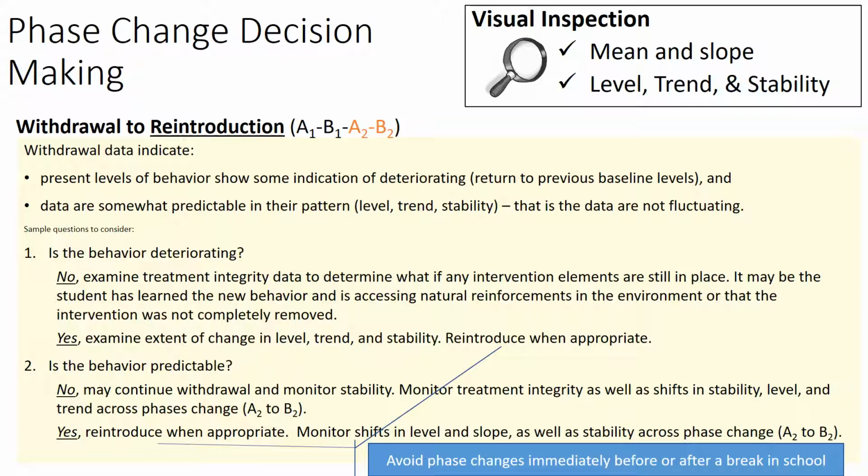When sufficient data have been gathered, at least 3 data points, and visual analysis shows some indication of deterioration and the data are somewhat predictable, you have support for deciding to change phases and to reintroduce the intervention for ABAB design. If the behavior is not deteriorating, examine treatment integrity to determine what, if any, intervention elements are still in place. It may be that the student has learned the new behavior and is accessing natural reinforcements in the environment, or that the intervention was not completely removed. And, as always, we recommend avoiding a phase change immediately before or after a break in school.